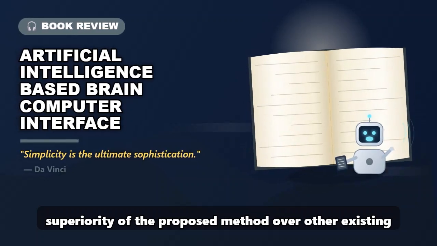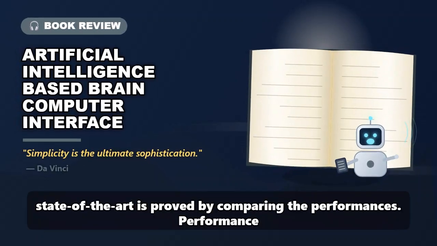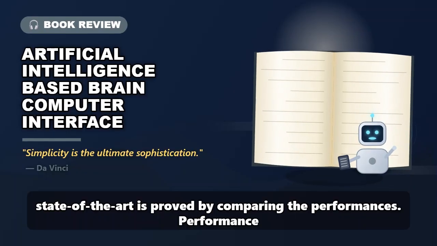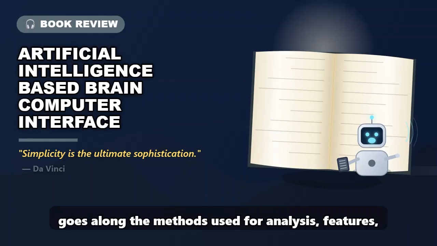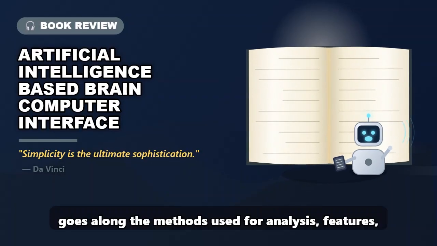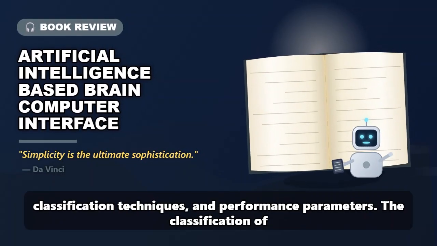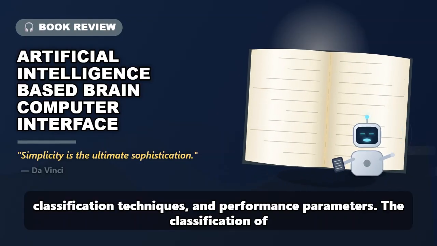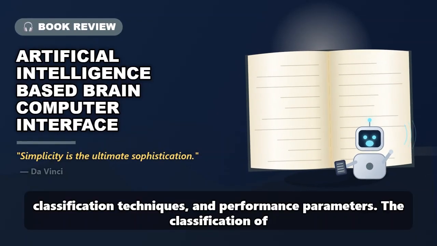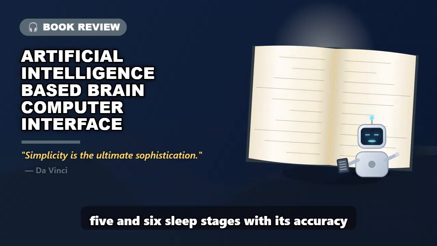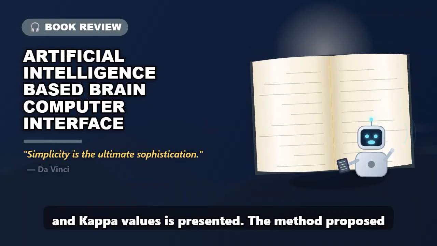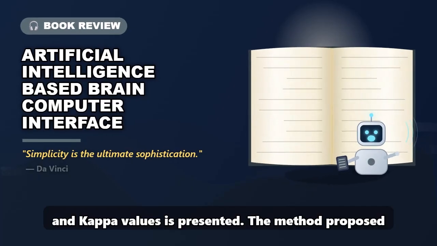Discussion. In this section, the superiority of the proposed method over other existing state-of-the-art methods is proved by comparing the performances. Performance goes along the methods used for analysis, features, classification techniques, and performance parameters. The classification of 5 and 6 sleep stages with its accuracy and kappa values is presented.